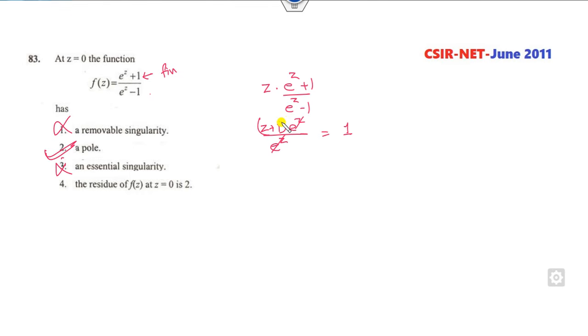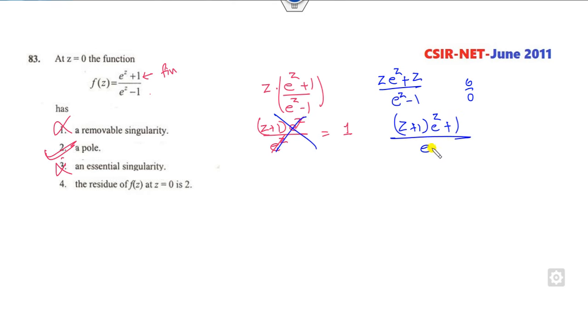Now this is z plus 1. Fine. Now it's a 0 by 0 form. So if I take that derivative, it will be over this. It is not cancelled. Now at the 0, it is 0 plus 1 over 1. That is 2. That is my residue. So residue 2 is the correct option. Right answers are B and D.